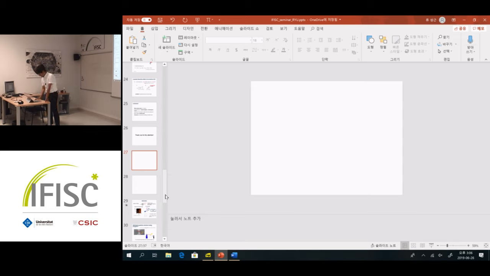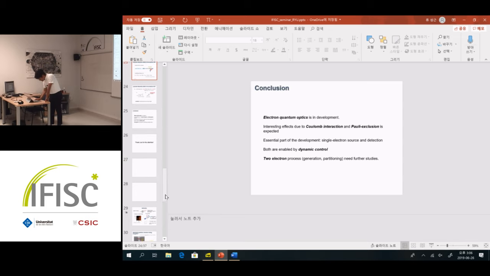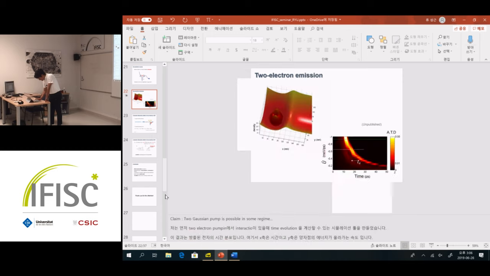When they left your barrier, yes. So maybe in this region, when the pump is locked, I think it is just two Gaussians. But in this region, one electron is first emitted and the other electron is emitted later. There are two peaks. In this region, I think it's uncontrolled.